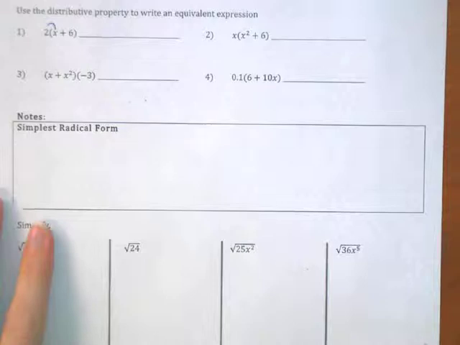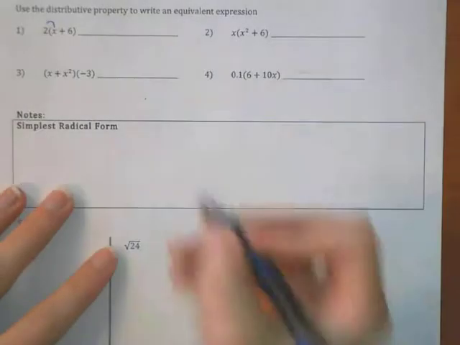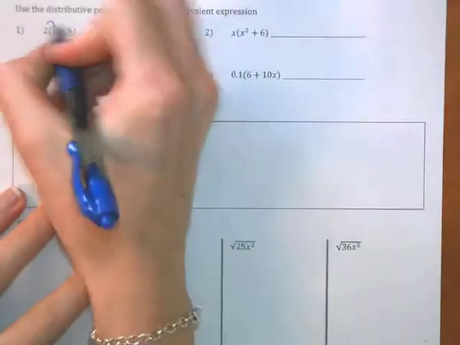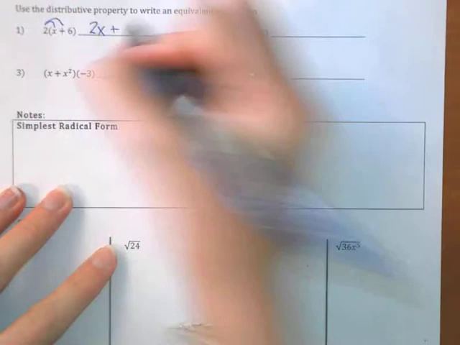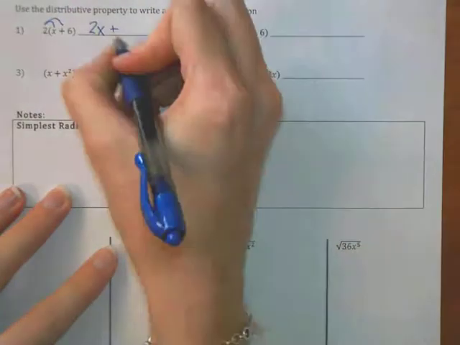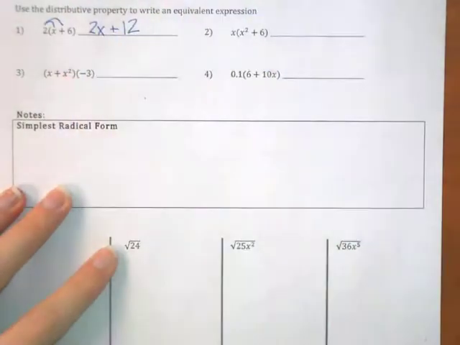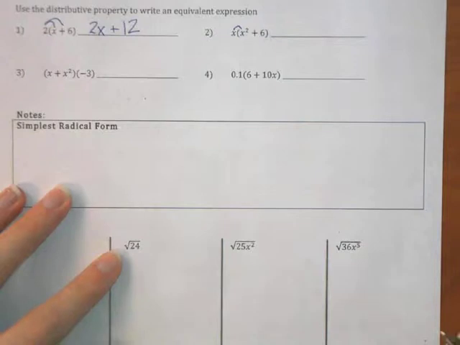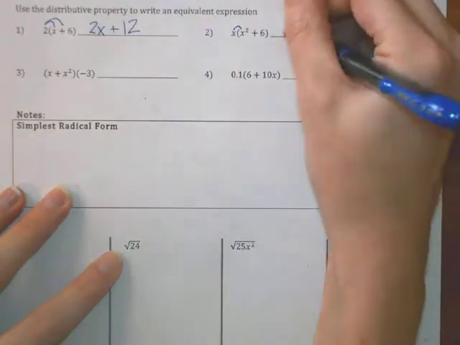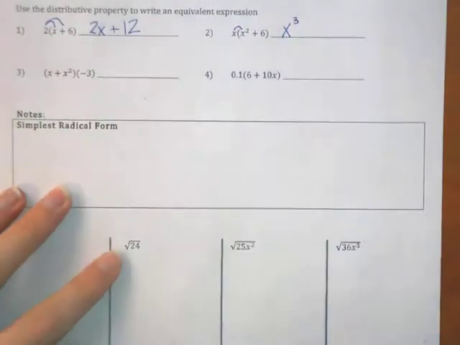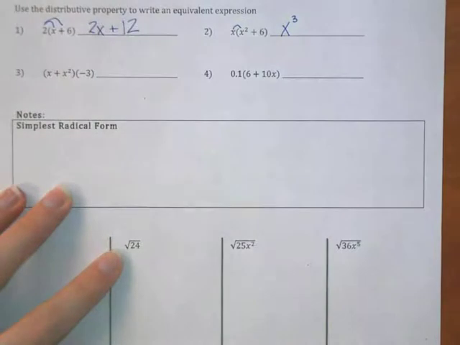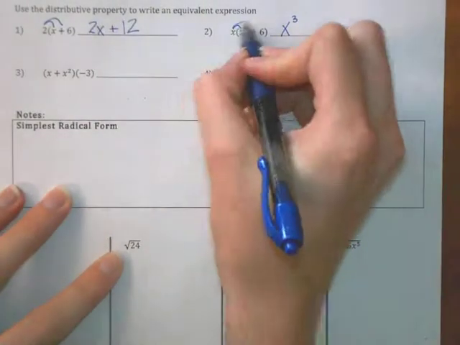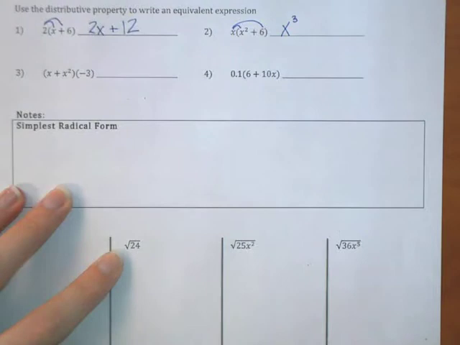So if we distribute the multiplication of our 2 to the x, what is 2 times x? 2x. And what is 2 times 6? 12. Good. Alright, so now we're distributing our x to our x squared. X to the third, cubed. Good, so x cubed or x to the third power, however you want to say it. Plus 6x.